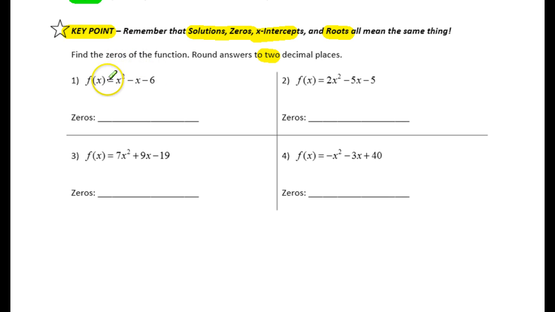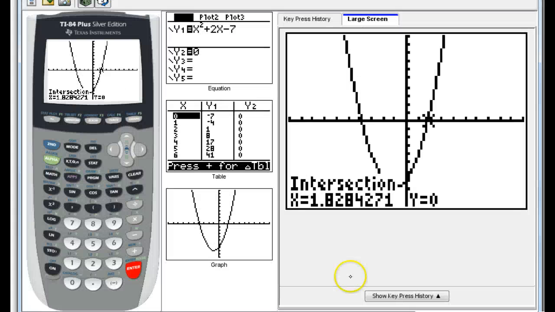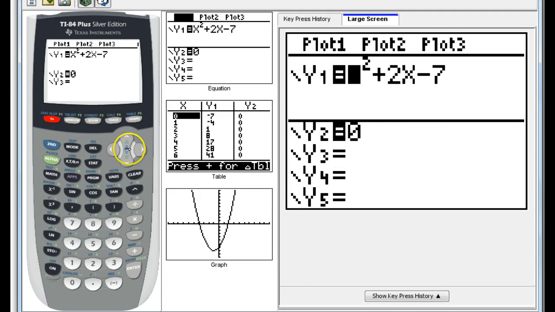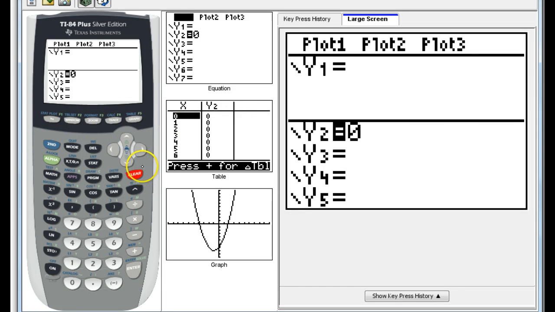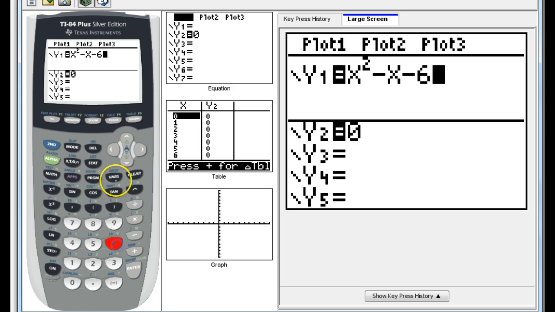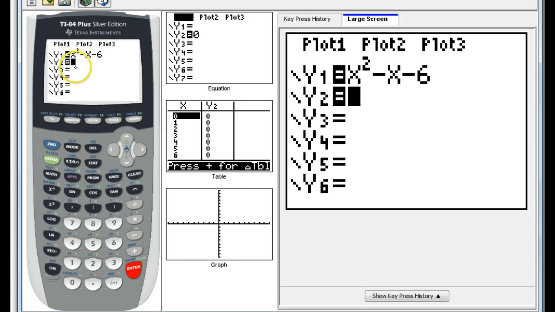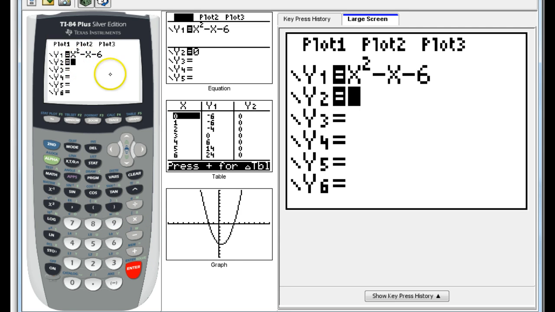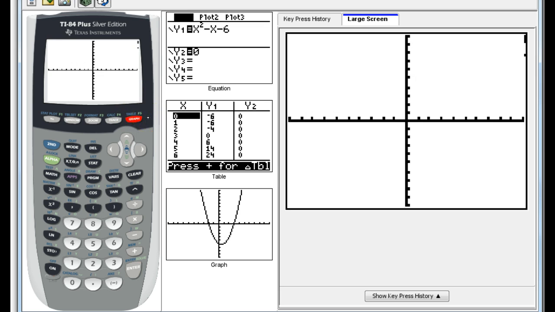So we're going to first go and enter this first equation. Alright, so let's start that over. So now our first equation is x squared minus x minus 6. Okay, now we already have the y equals 0 for the second one. Okay, now let's graph that.